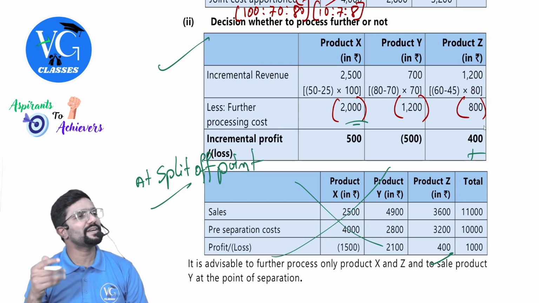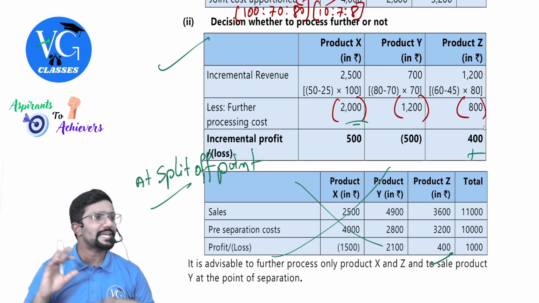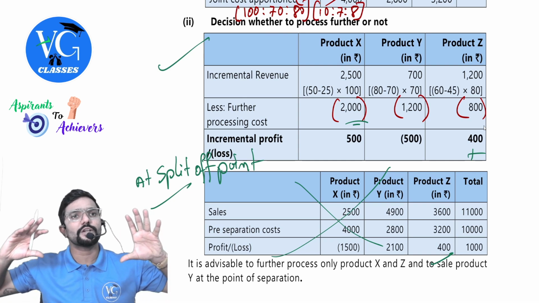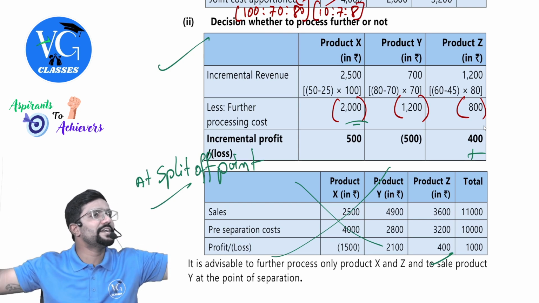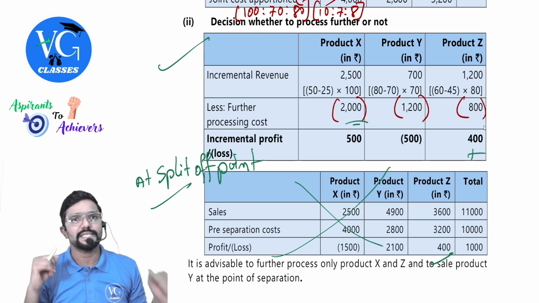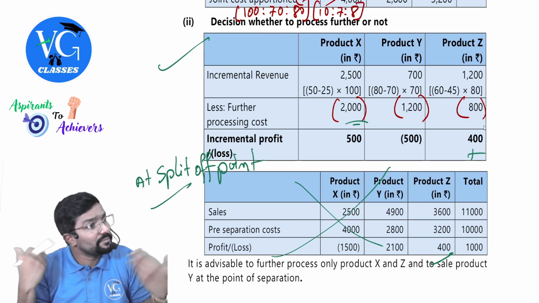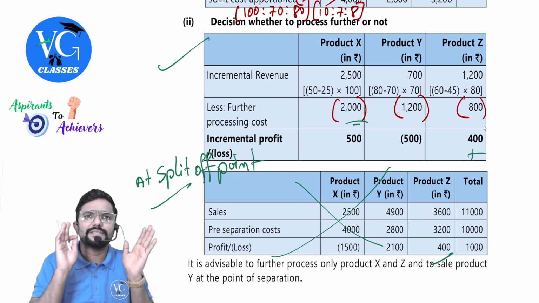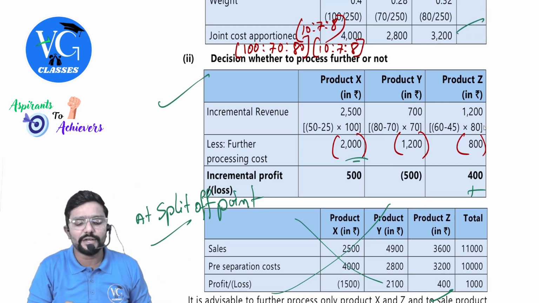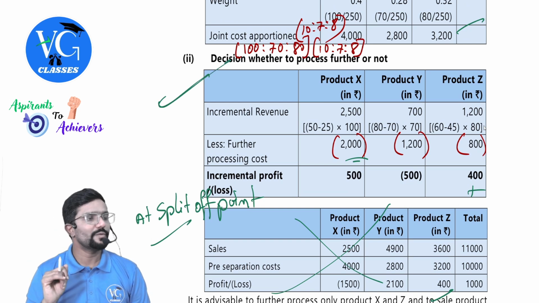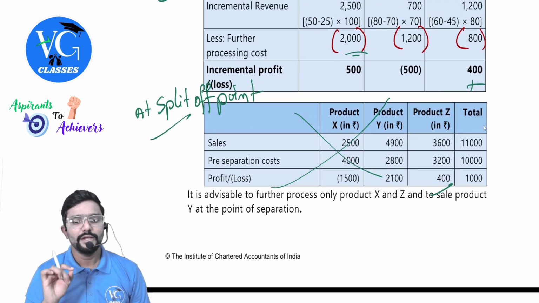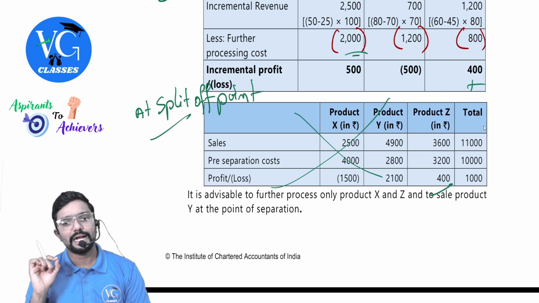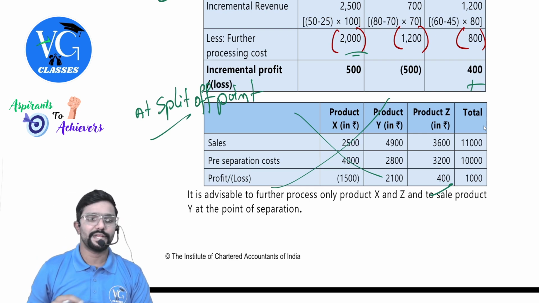When you go with incremental, the last part is not required. In the last part, they calculated the profit or loss at split off point separately and after further processing separately, then identified whether there is an increase or decrease. If they ask for it in the question, please do it. If they have only asked for your suggestion, then the better treatment is to go with incremental. What is the conclusion? It is advisable to further process only product X and Z, and to sell product Y at the split off point.